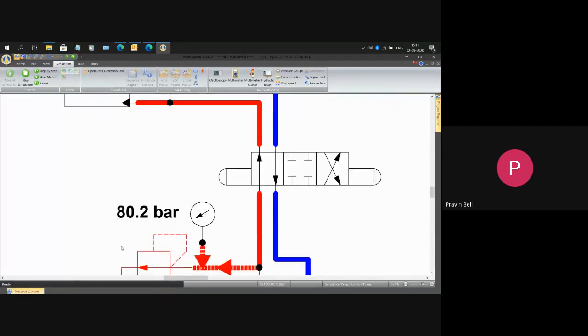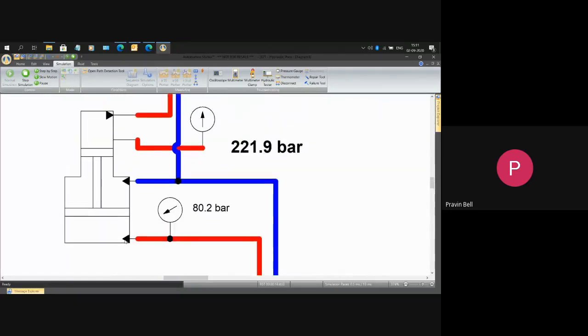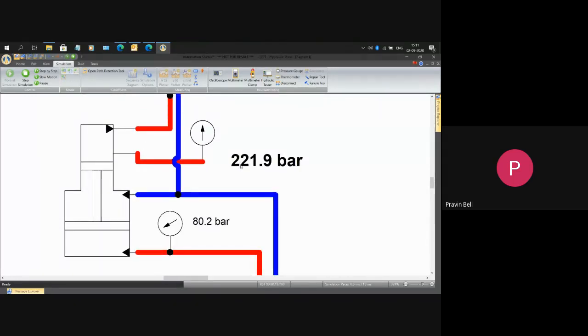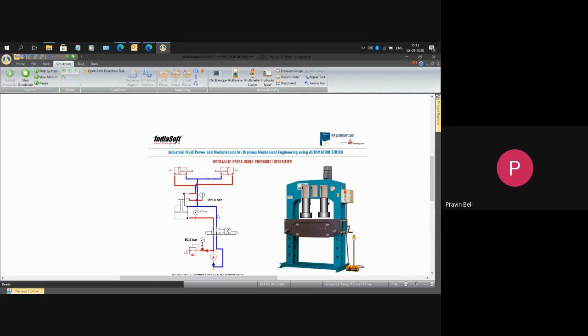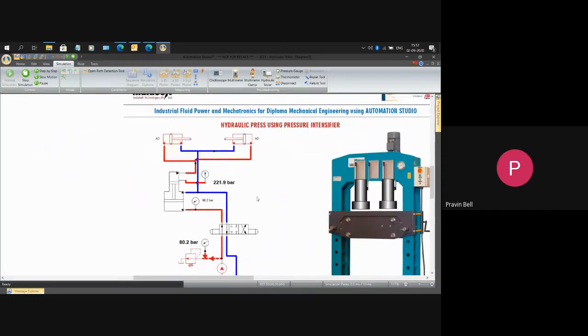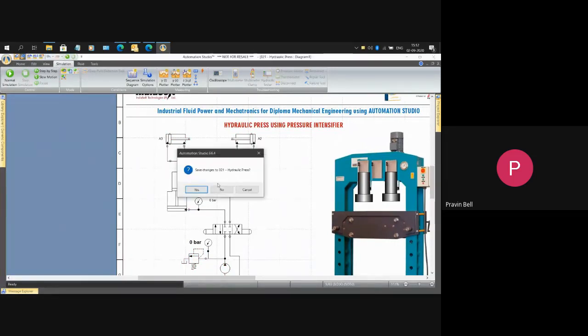The source system pressure was 80 bar, and because of the pressure intensifier, the output side is giving a 220 bar pressure, which is very, very high. And this 220 bar pressure is used to operate these particular pistons, which face a very high opposing force, because the rubber is very tough. So in such applications, you need a pressure intensifier. This is a hydraulic press using a pressure intensifier circuit.